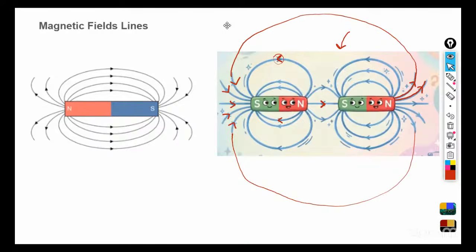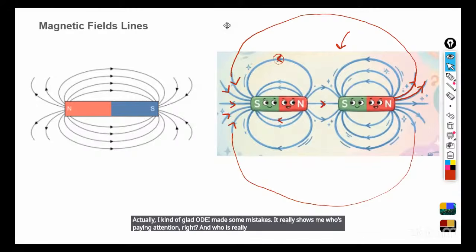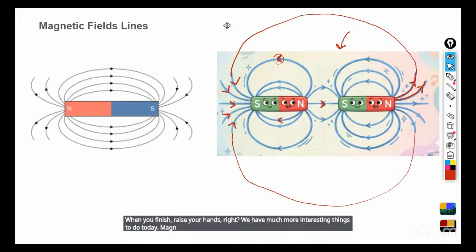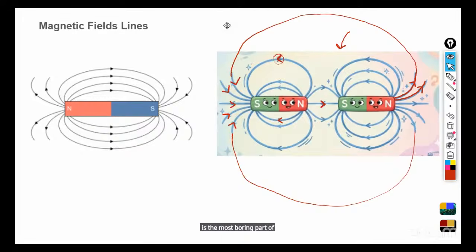Actually, I'm kind of glad the AI made some mistakes. It really shows me who's paying attention and who is really investing themselves in the diagrams. When you finish, raise your hands, right? We have much more interesting things to do today. Magnetic fields around magnets is the most boring part of this topic, so let's get this out of the way before I fall asleep.